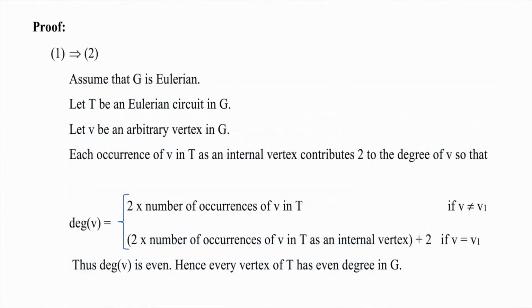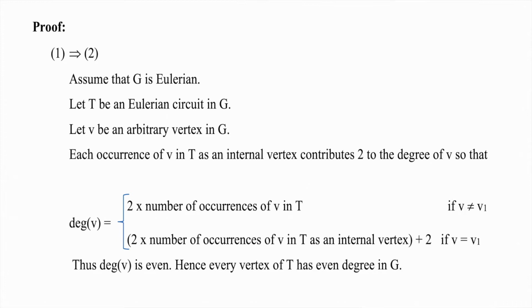We will be proving the equivalency in steps. So, the first step will be proving that 1 implies 2. Now, let us assume that G is Eulerian. Let T be an Eulerian circuit in G. Let V be an arbitrary vertex in G.